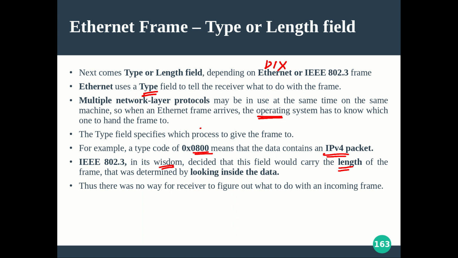So thus there was no way for the receiver to figure out what to do with an incoming frame. You should not be confused at this point. What we have seen already and what we are discussing is the frame header only, and similarly we have a trailer also. In that trailer we can have an end delimiter pattern, or this length field can help us to identify or locate the end of the frame.